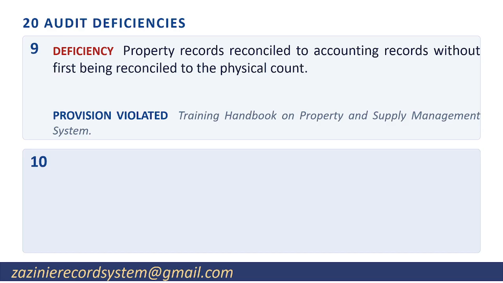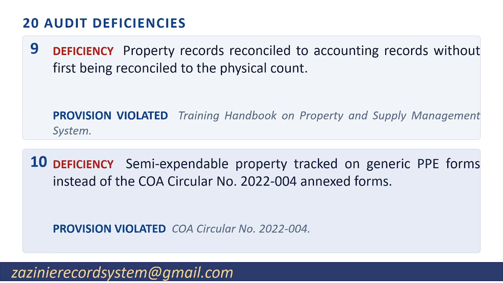Deficiency: property records reconciled to accounting records without first being reconciled to the physical count. Number 10. Deficiency: semi-expendable property tracked on generic PPE forms instead of the Commission on Audit Circular Number 2022-004 annexed forms. Next slide.